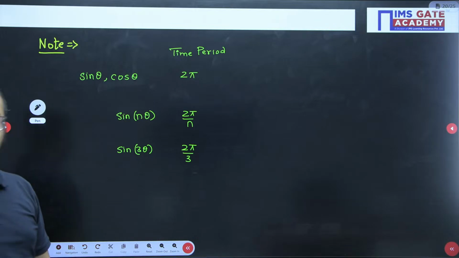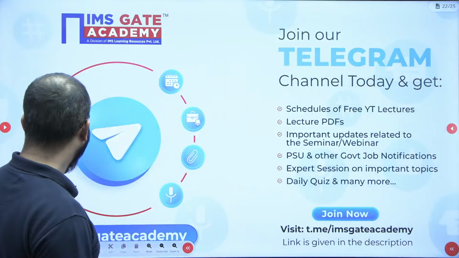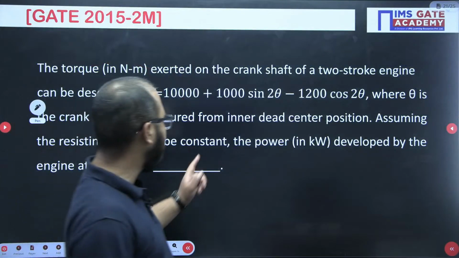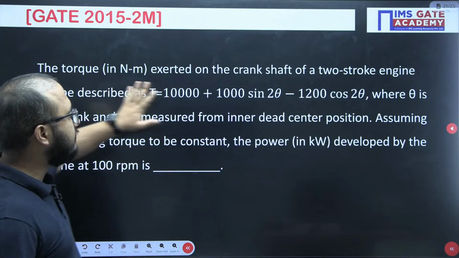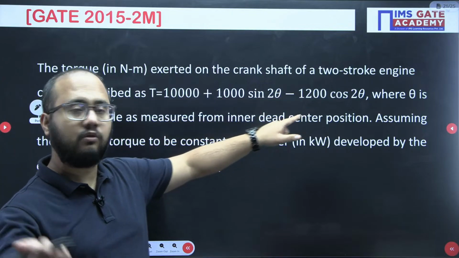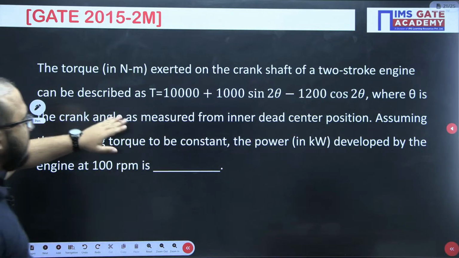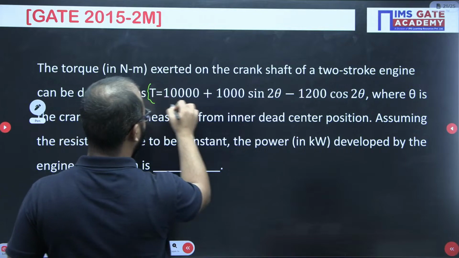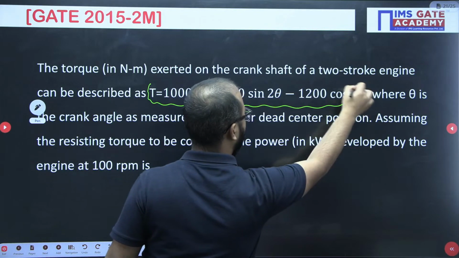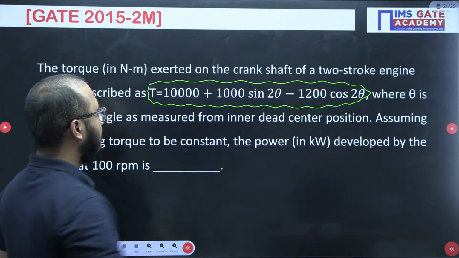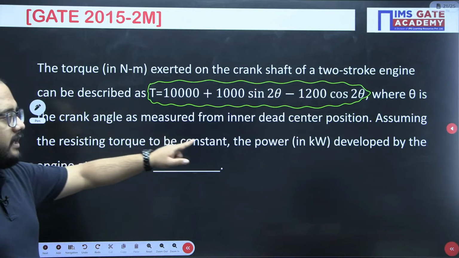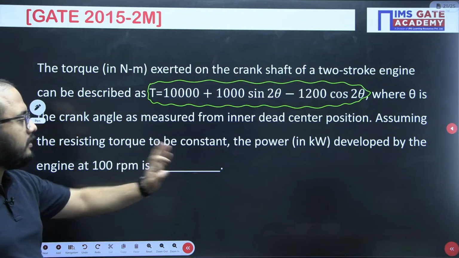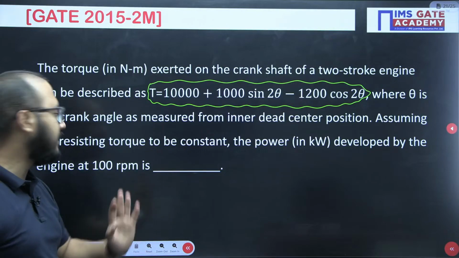Now coming to the next problem. Yes, this is the next problem. Here you will see the torque exerted on the crankshaft of a two-stroke engine can be described as, this is what they have given. This is the torque expression, where theta is the crank angle as measured from the IDC. Assuming resisting torque to be constant, find the power developed by the engine.